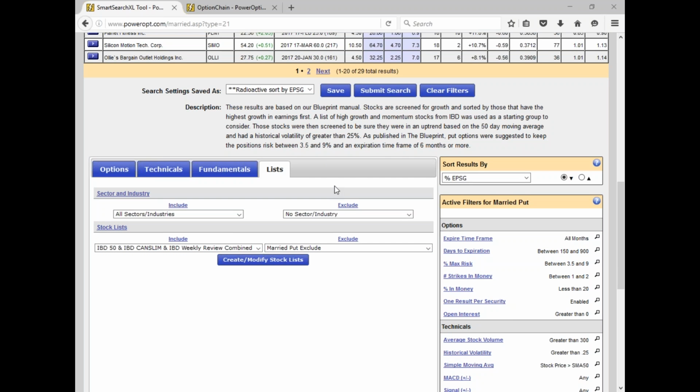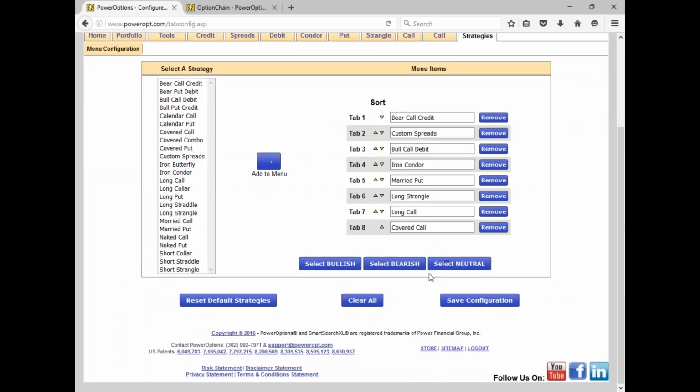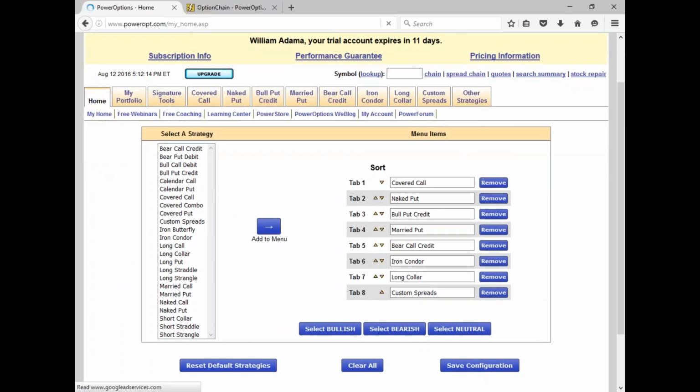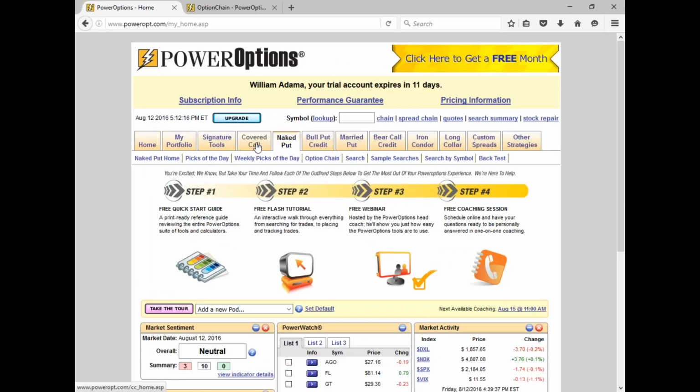Oh, okay, so James is asking about one of the new features on PowerOptions for both covered calls and naked puts. Let me go back to other strategies again very quickly. Default strategies, there we go. I'm going to reset to the default strategies. So two of the new features that you have in the covered call strategy and naked put strategy are picks of the day and weekly picks of the day. James' question is, have you back tested those? I didn't, but Ernie did.